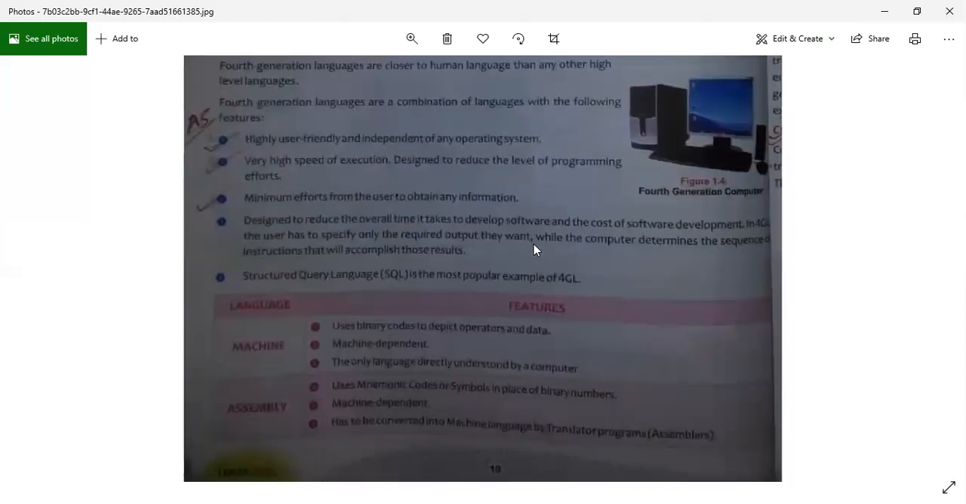So what are the features of fourth generation language? Highly user friendly and independent of any operating system. They are very easy to use, and also they are independent of any operating system. So I can run them on Windows 7, Windows 8, Windows 10, or any other operating system like Mac OS also, Apple computer also. Very high speed of execution, so they are very fast.